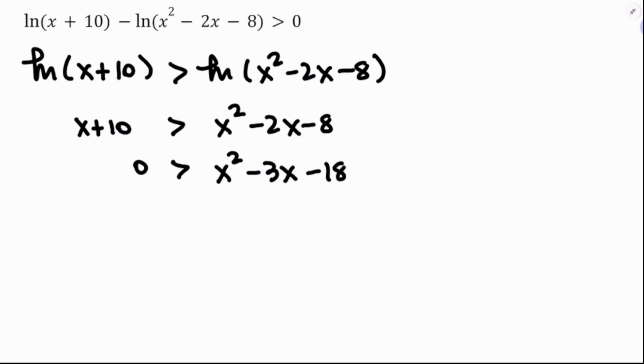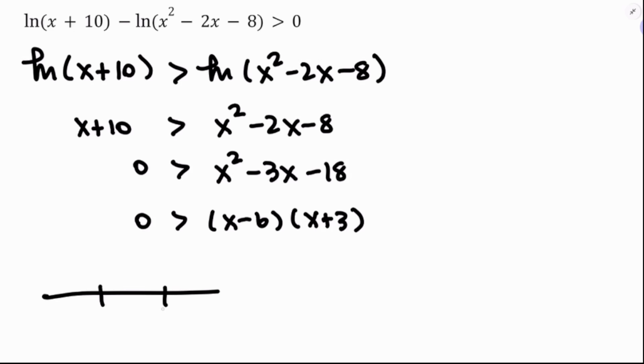And hey, look, this is factorable. So this is 0 greater than x minus 6 times x plus 3. I'm going to give a sketch of this, but if you wanted to do a number line and test points, that'd be fine. I just don't think that's necessary for a quadratic, like I said earlier. Okay, we're interested in where this is positive.